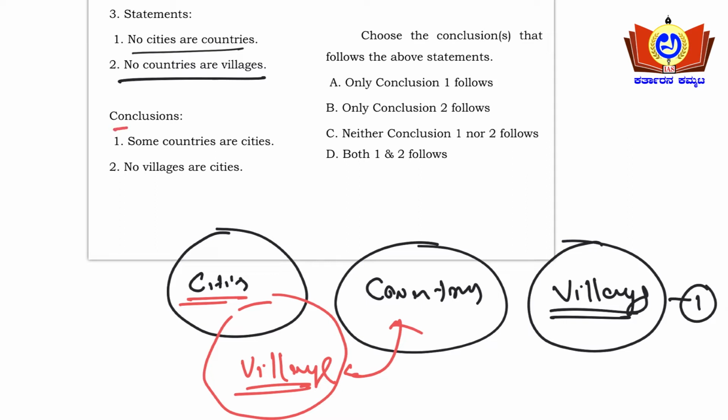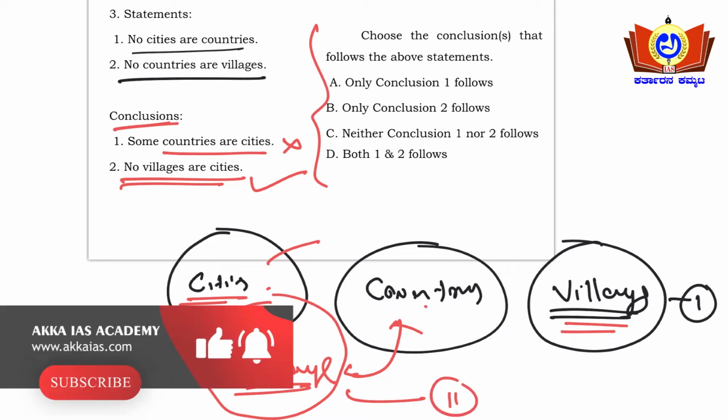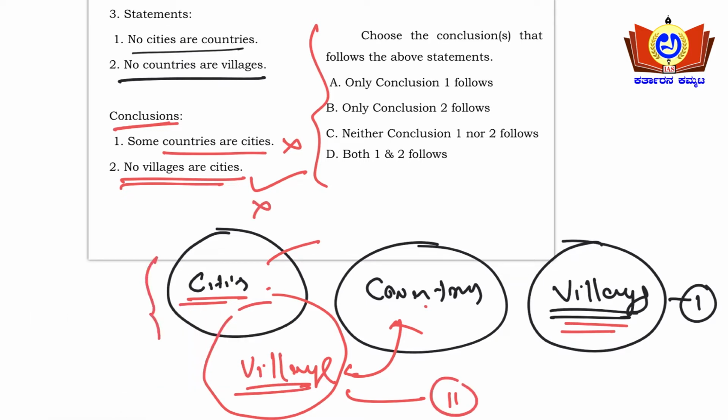Hence, we shall see the conclusions and options and then decide. The conclusion is, some countries are not cities. No, actually this doesn't hold good here. No villages are cities: according to diagram 1, that holds good, but according to the second diagram, it isn't a possibility. So there are 50-50 options here, and we shall see the options now. Only one conclusion follows. No, this is wrong here.